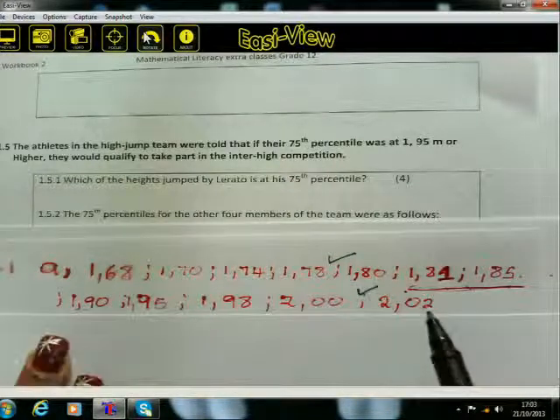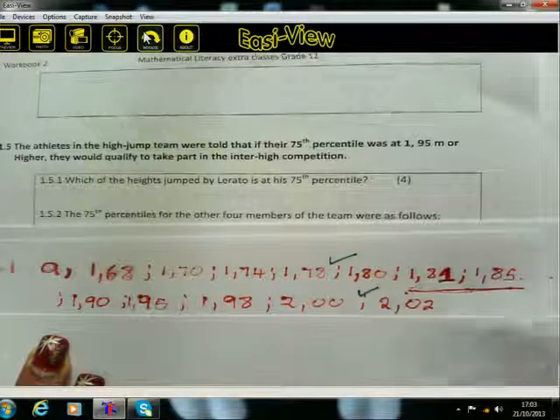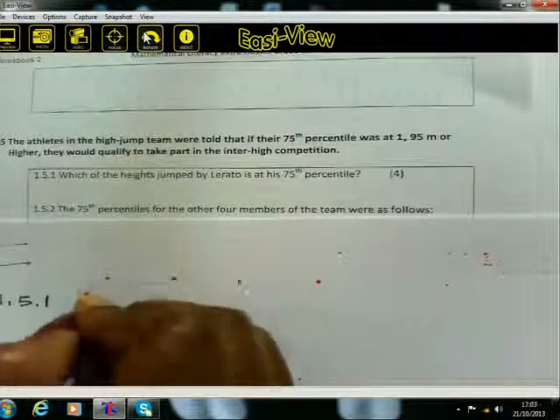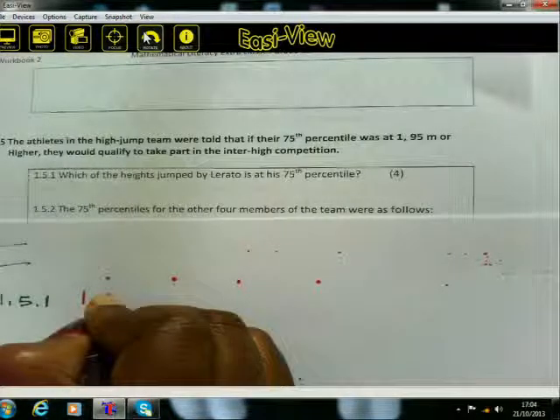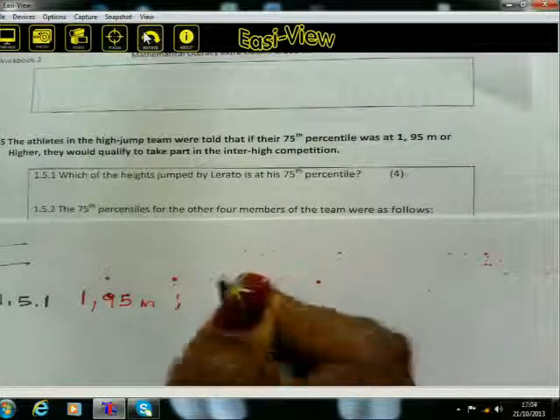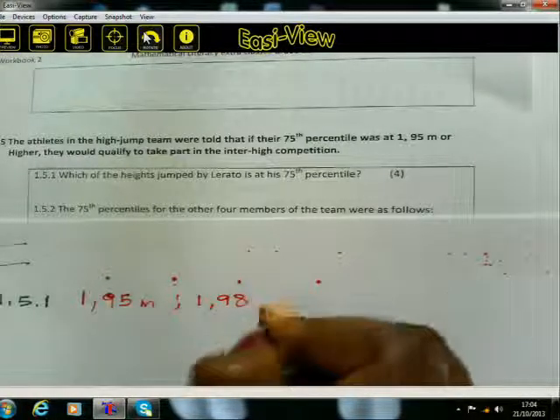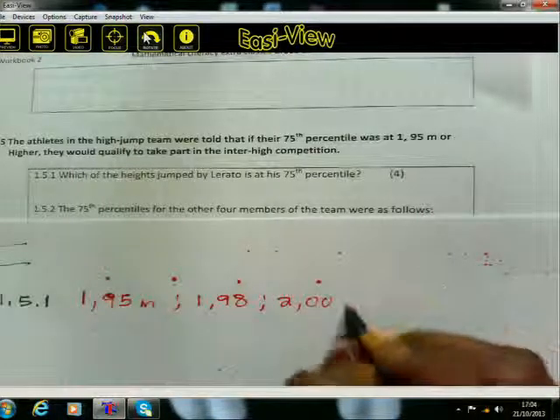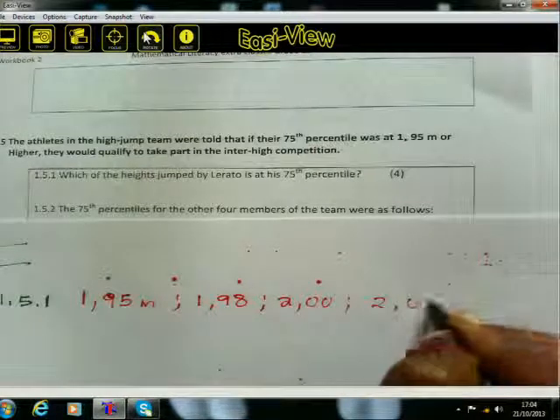You will have how many heights? 1, 2, 3, 4. You will have 4. So let us write them down. So it will be 1,95 meter; it will be followed by what? 1,98; 2,00; 2,02.